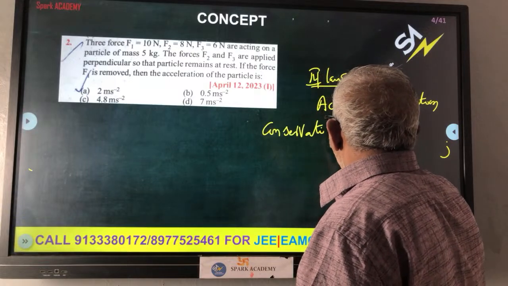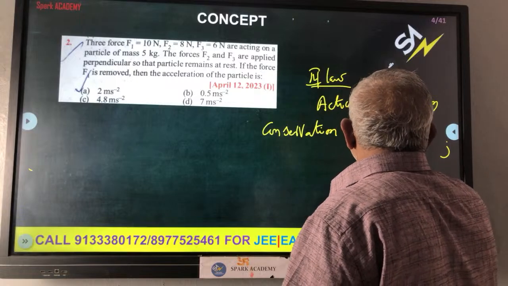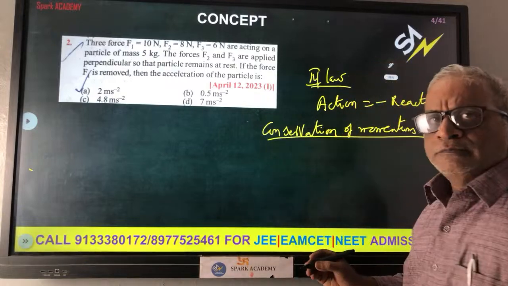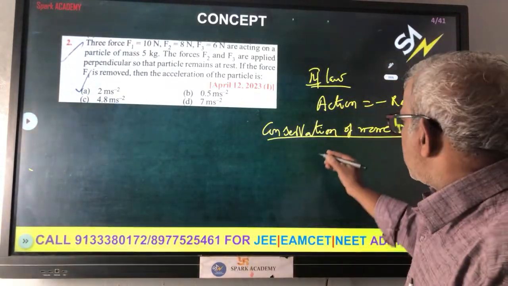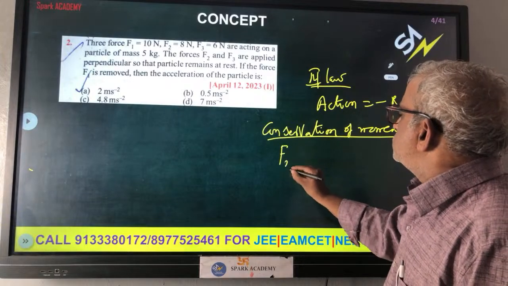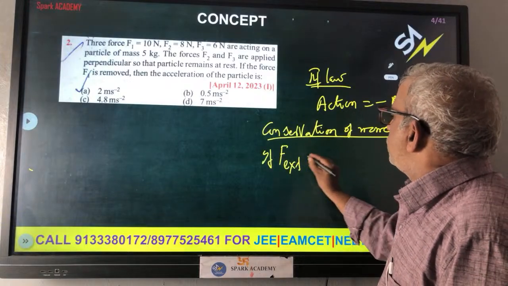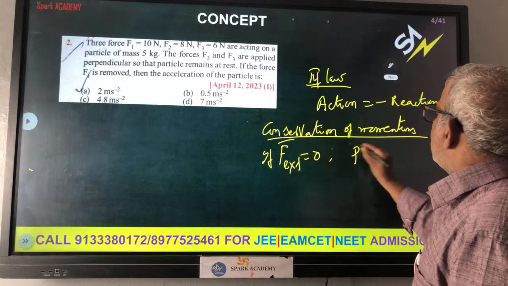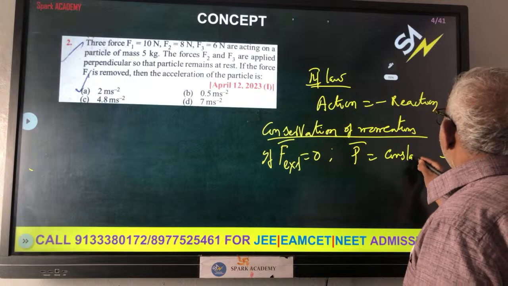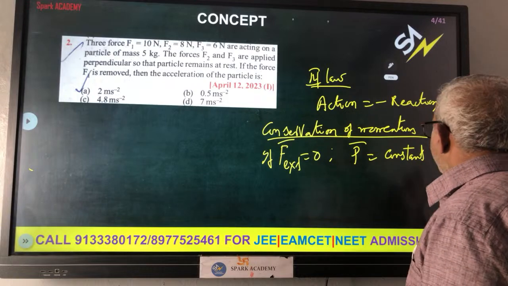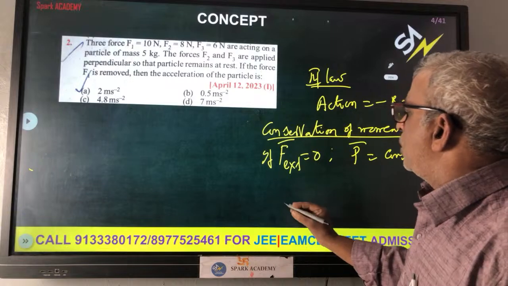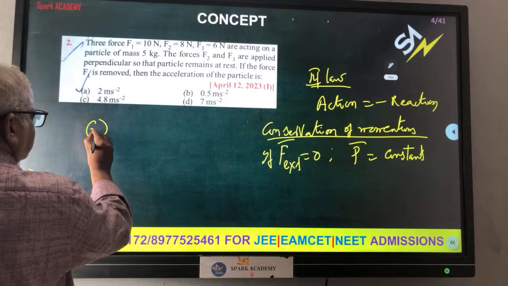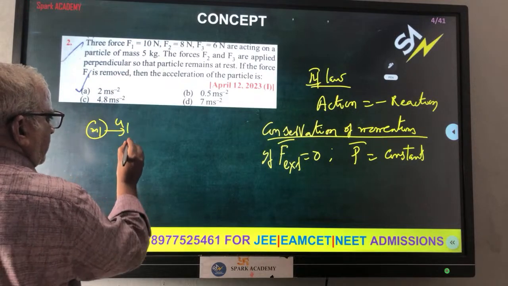Conservation of momentum. Conservation of momentum, using the second law and third law, we generally do. Conservation of momentum says that if external force is 0, total momentum remains constant. This applies in collisions, like balls and all that, and it holds in virtual collisions also.